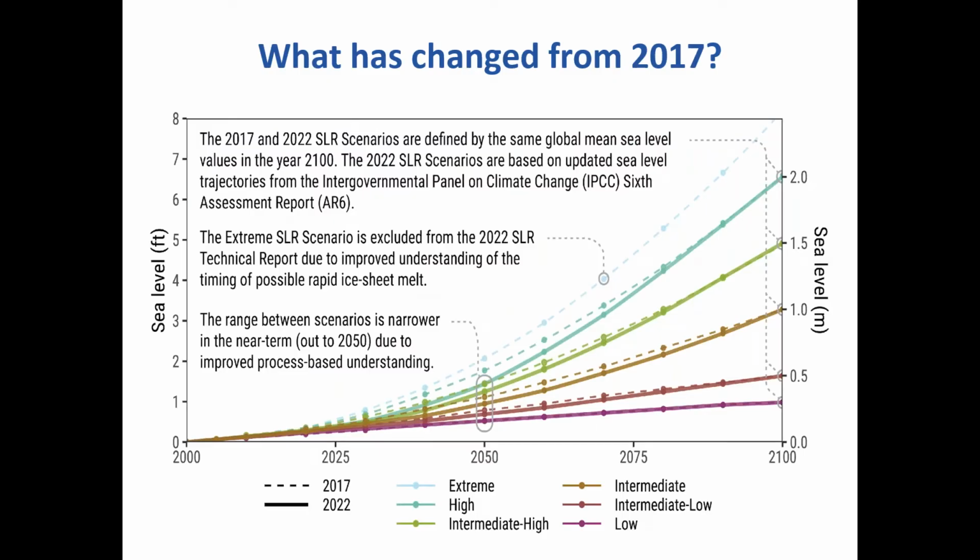And what has changed from the last scenarios is that you see the dashed line with the scenarios in 2017. They've kind of shrunk down in terms of the separation by 2050. So we have more certainty there. And overall, they're the same by 2100. The curves are a little bit different, but you can see that by 2050, we have a much better idea where we're going to be. And that's partly due to some of the extrapolations we've seen.